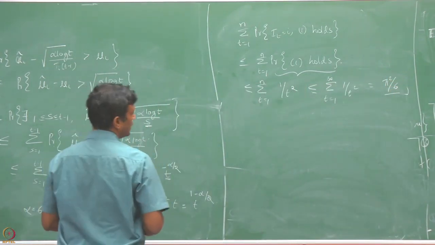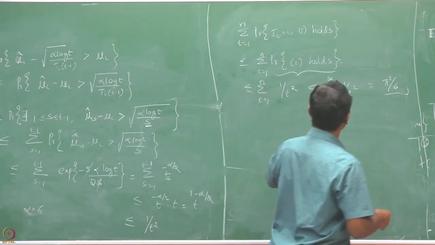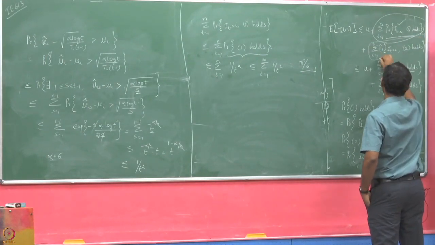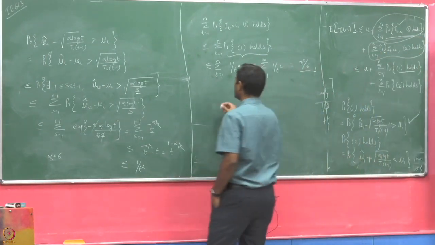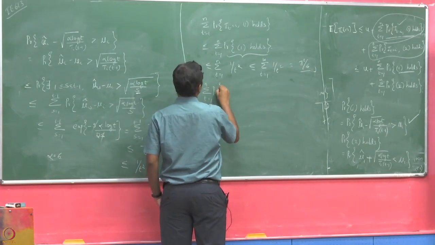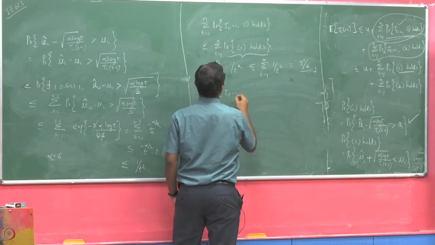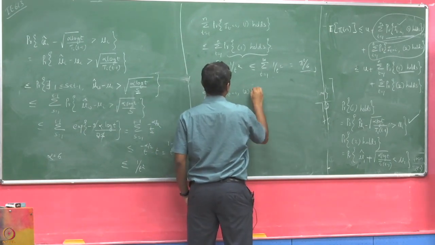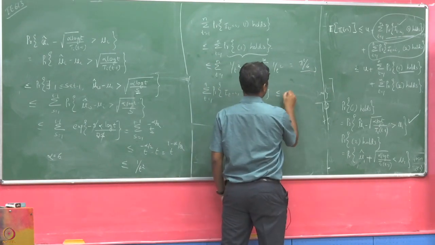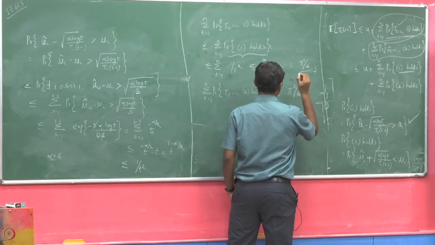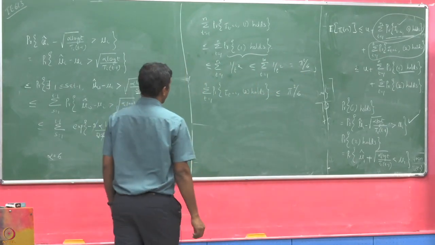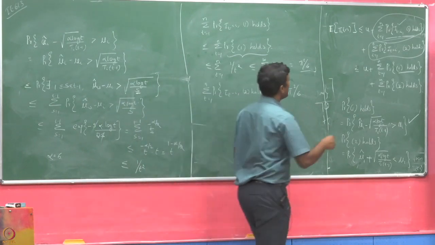Okay. So, similarly, you can verify the second term here by going through exactly the same steps. You can verify that this can also be upper bounded similarly by pi square by 6. Okay.